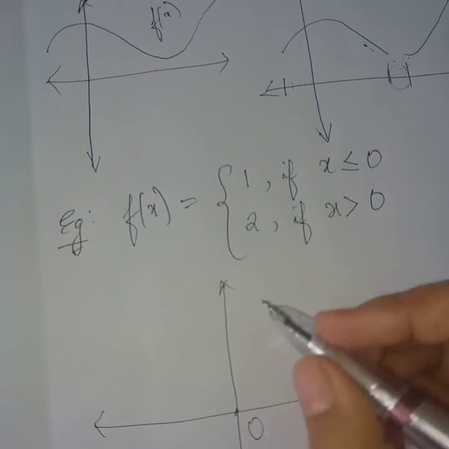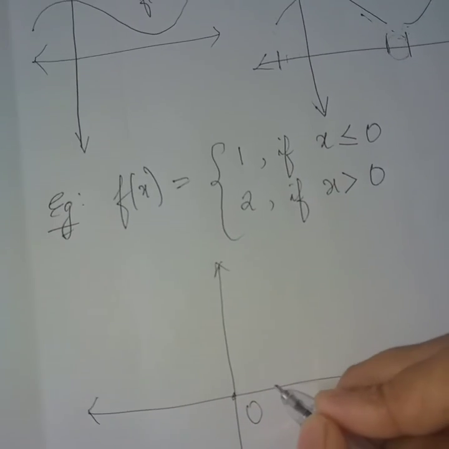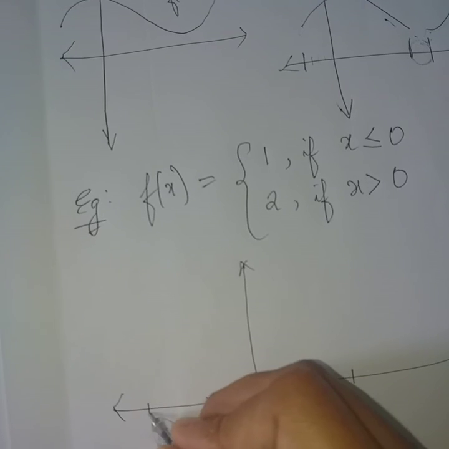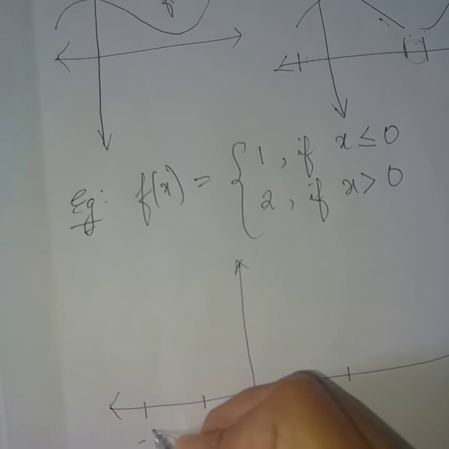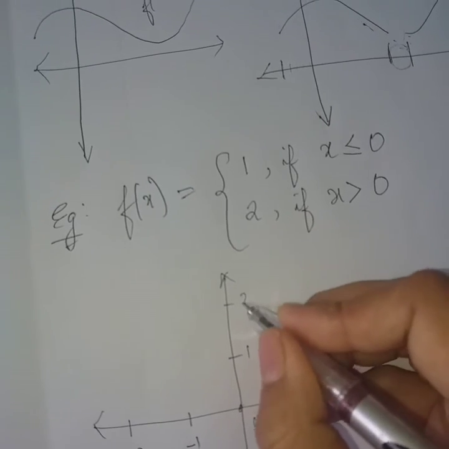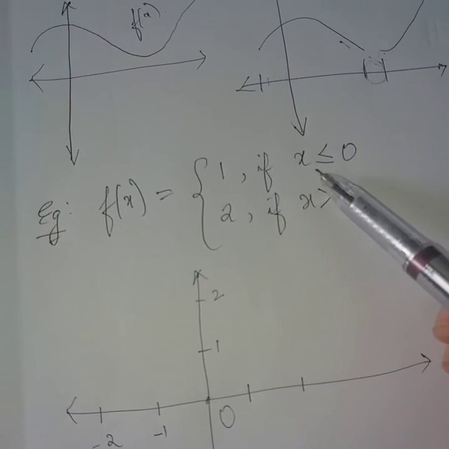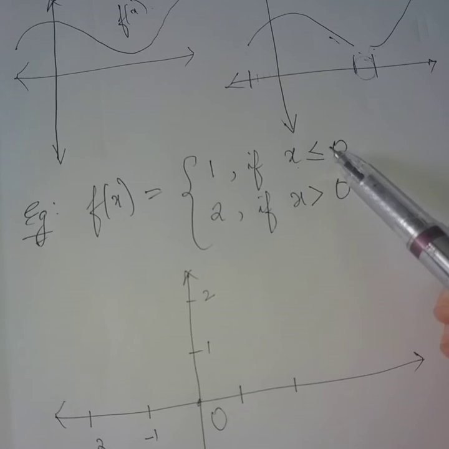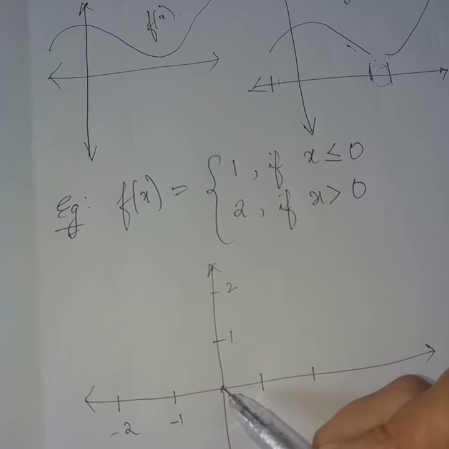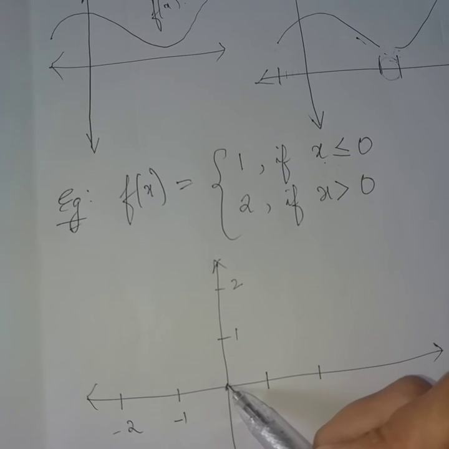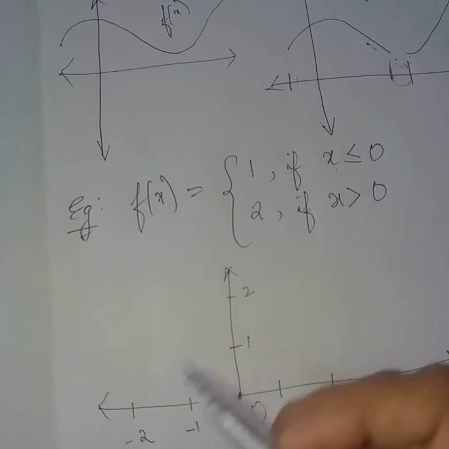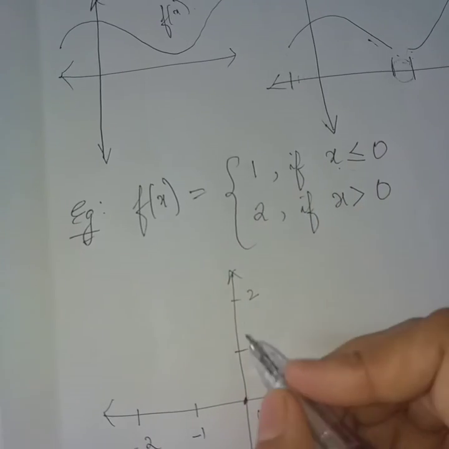This is the origin: 0. Here we have 1, 2, 1, minus 1, minus 2, and here we have 1, 2. So for every point x less than or equal to 0, that means for 0 and all the points less than 0, the value of f(x) is 1.